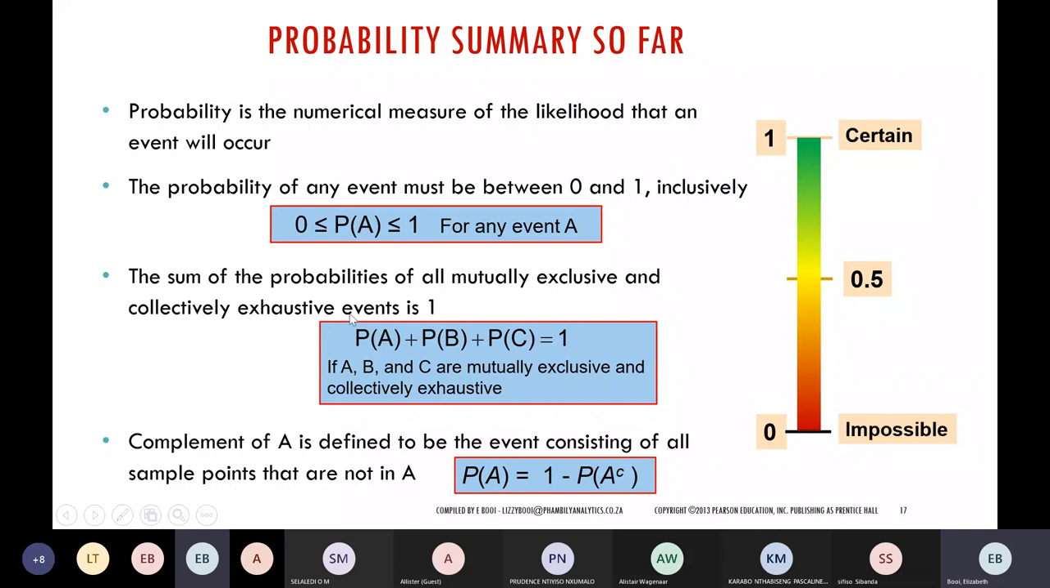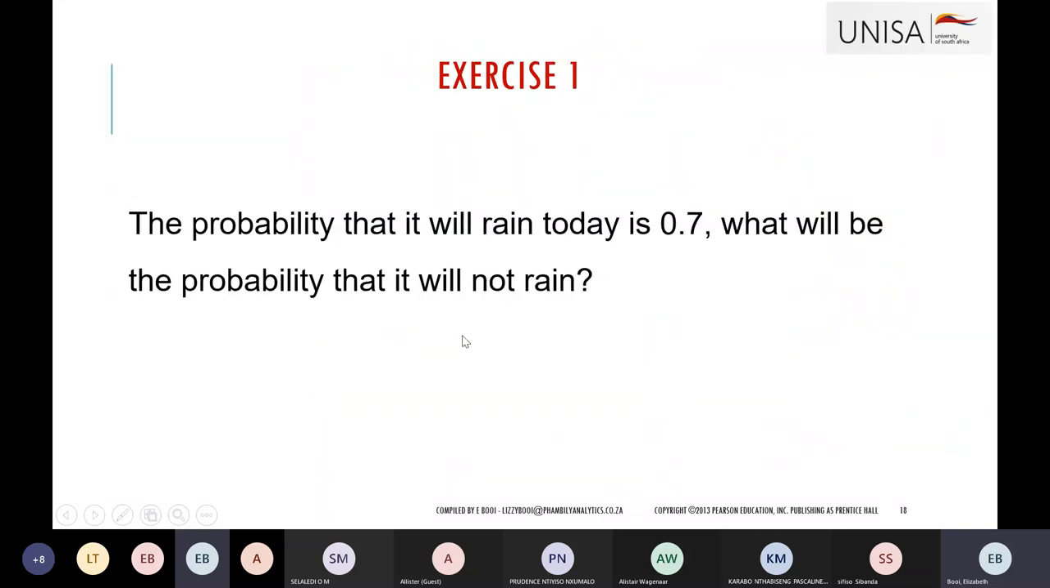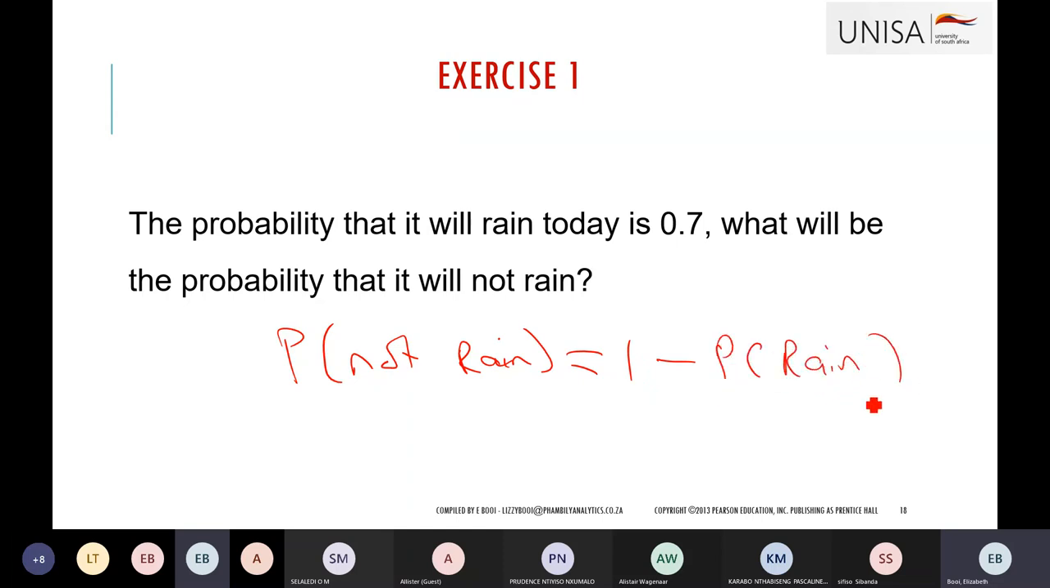Since the sum of all probabilities is equal to 1. And we looked at this example for the conditional probability, because here they wanted to find the probability of not rain, and we know that that will be 1 minus the probability of rain, and we said that is 1 minus 0.7, and that is 0.3, and that's how you calculate your complement event.